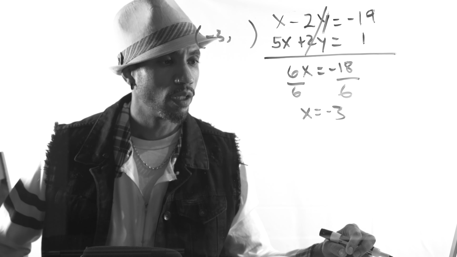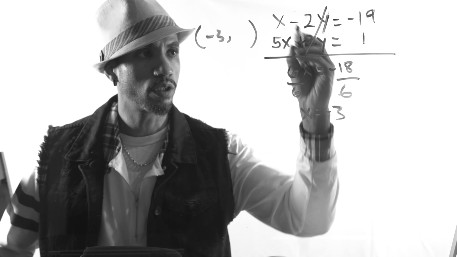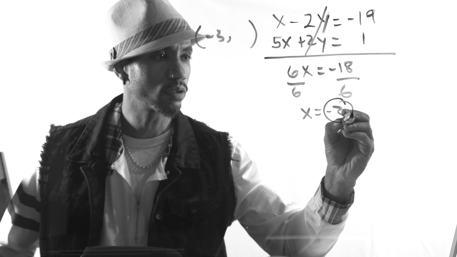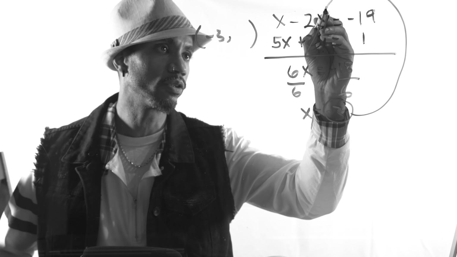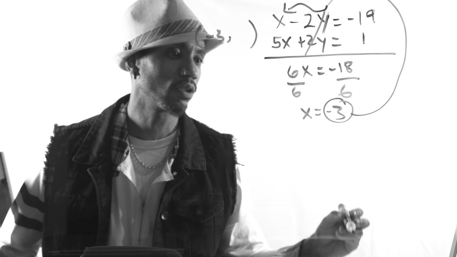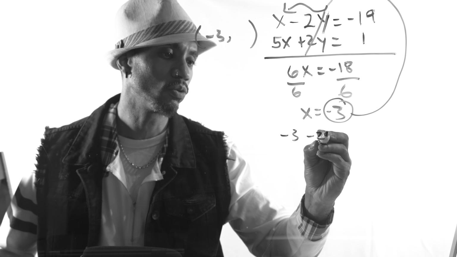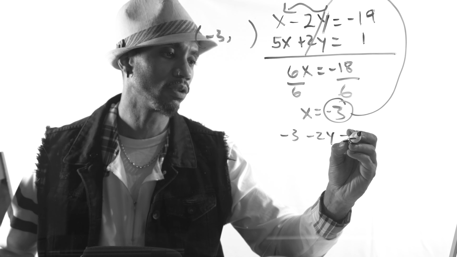Now we have to figure out what y is to get the other value to complete the ordered pair. And so we're going to take the negative 3, just like we did for substitution, and use this in one of our original equations. So I'm going to take this negative 3, and I'm going to choose the top equation to plug in for x. So when I rewrite the equation, I'm putting negative 3 minus 2y equals negative 19.